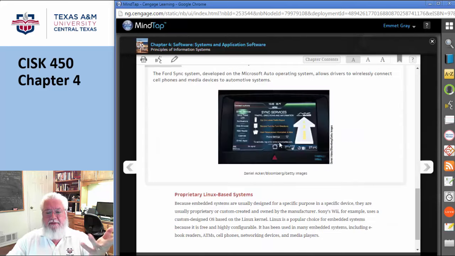The example they talk about is this infotainment. I always love that term. Infotainment system, the big screen on your TV.